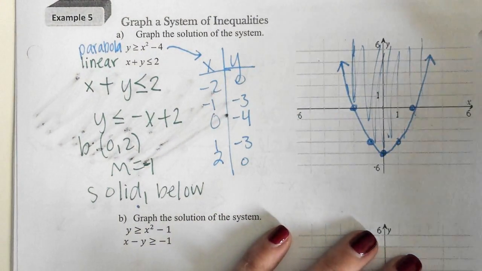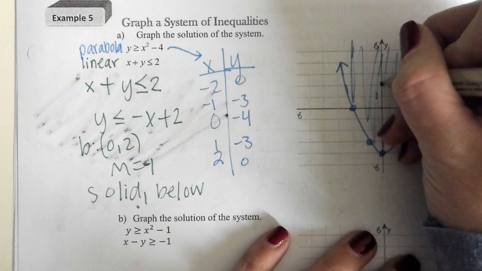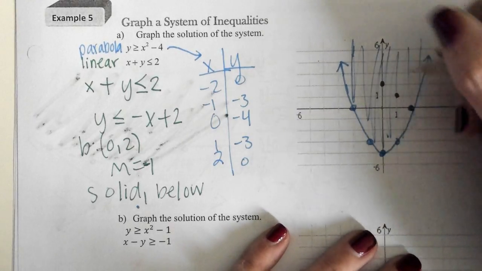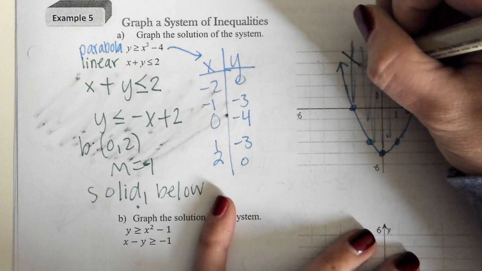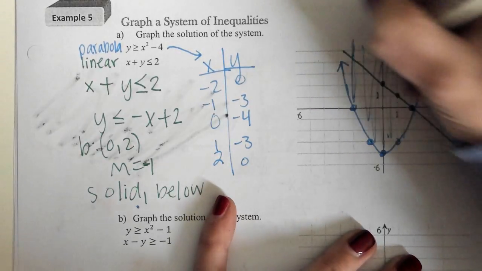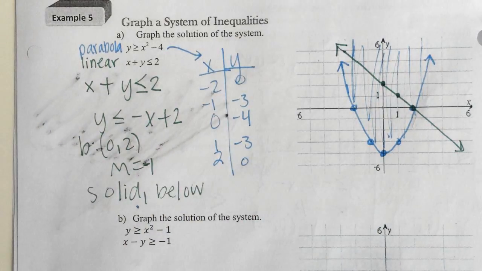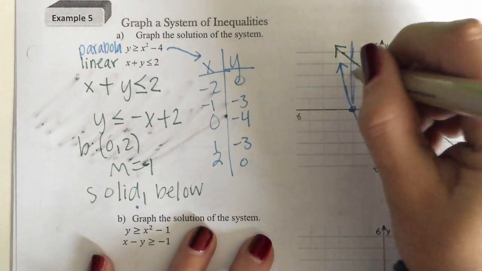Let's go ahead and graph it. So you graph (0, 2) first, down 1 over 1, down 1 over 1, and it's solid. And then it's shaded below, which is on this side.